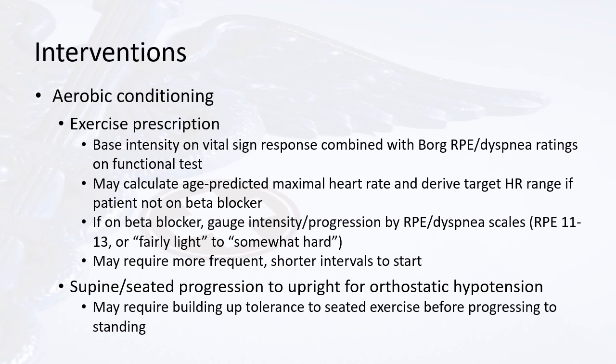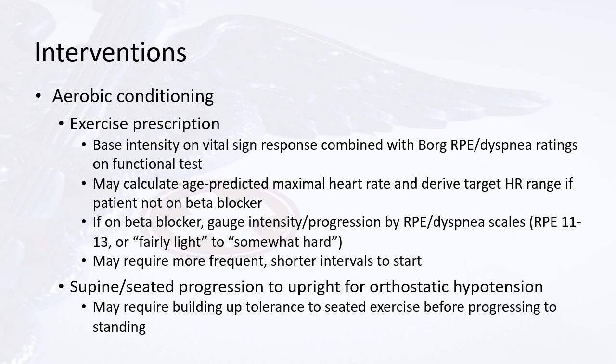In this case, we should gauge the intensity and exercise progression by just using the rate of perceived exertion and dyspnea scales, with a goal of a rate of perceived exertion of 11 to 13 or fairly light to somewhat hard in terms of exertion. This would be for moderate level exercise.